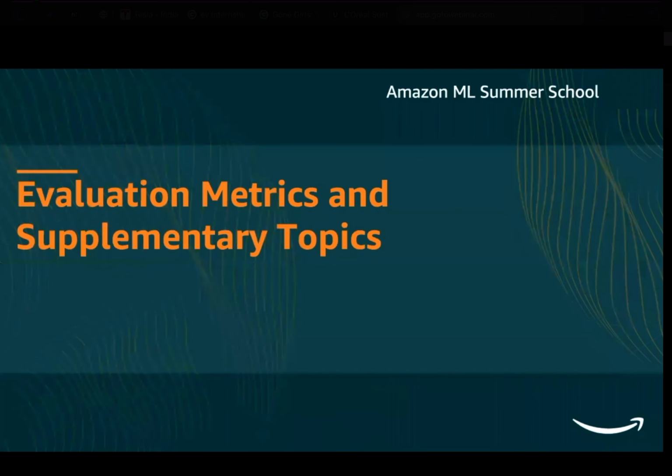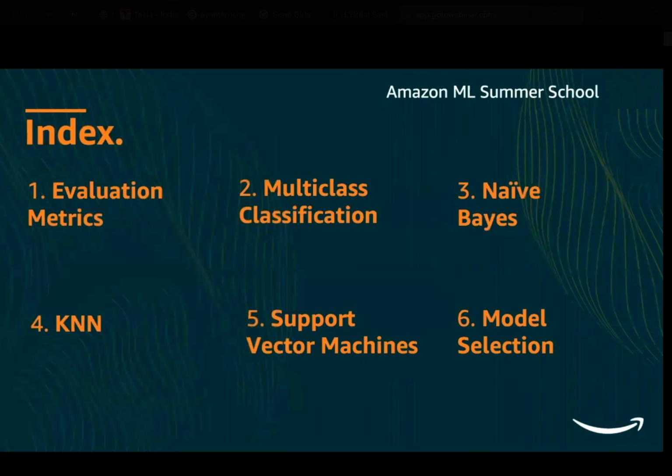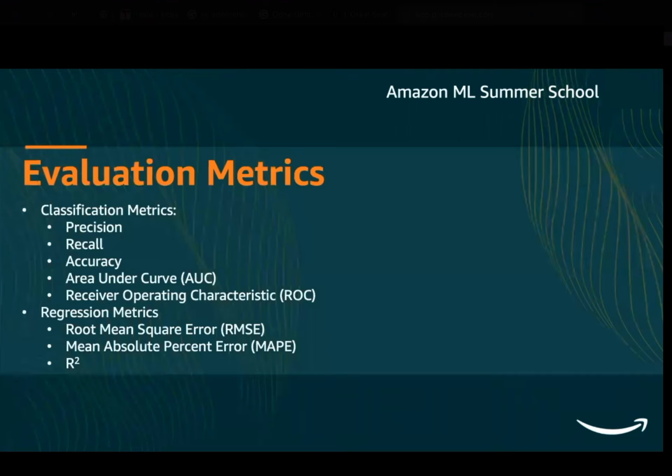So today I shall be discussing some of the evaluation metrics and supplementary topics in supervised learning. The order of the presentation will be as follows. We'll discuss some of the evaluation metrics which are typically used for classification and regression tasks. We'll talk about how multi-class classification is performed. We'll talk about some of the classifiers which are typically used, such as naive Bayes classifier, k-nearest neighbor classifier, support vector machine classifier. And then we'll finally talk about how do you perform model selection.